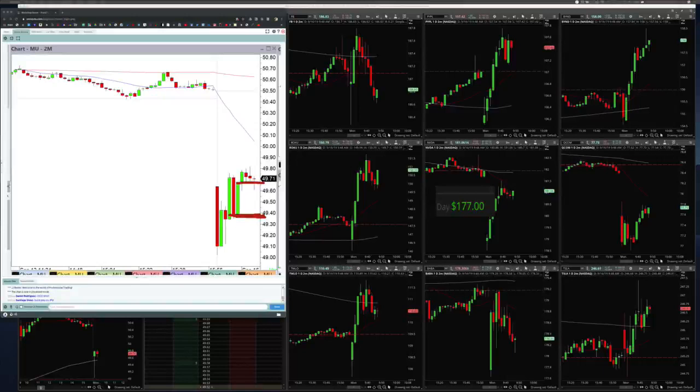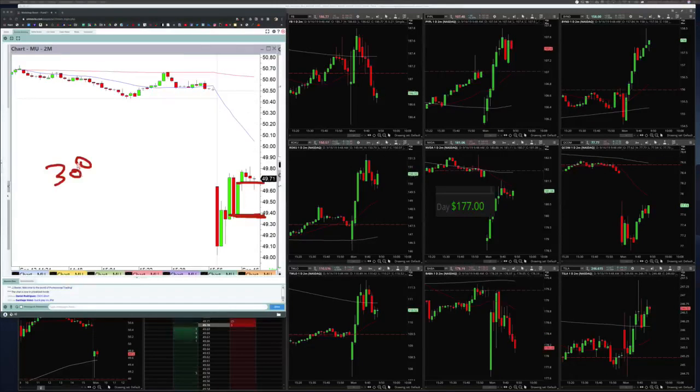Okay, I see the JD. Remember, we're using maximum loss. We're using a maximum loss of 300. All right? That's what we're using.